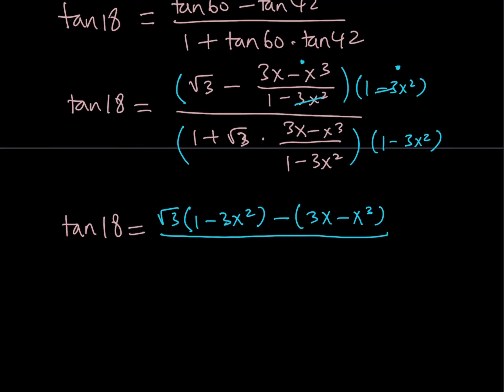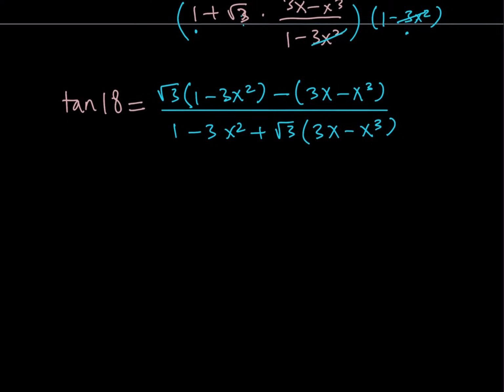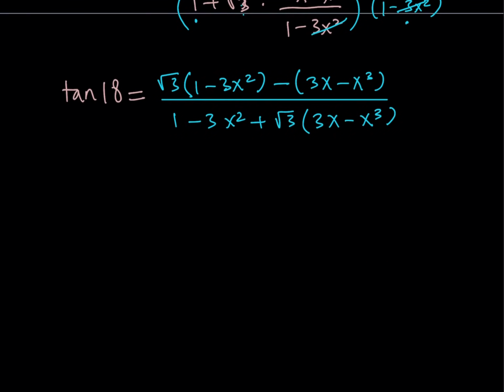Okay, this is going to be my denominator. When we distribute the 1 over this, 1 times that is going to give me 1 minus 3x squared, and then when I distribute the fraction over this, these two are going to cancel out, but we're going to have a root 3 here, and then multiplied by 3x minus x cubed. Great. Let's simplify this expression, and we're going to get our answer. So tangent 18 is going to equal.